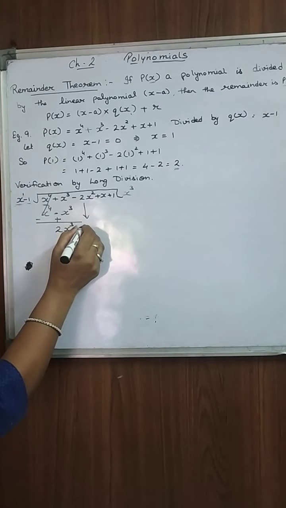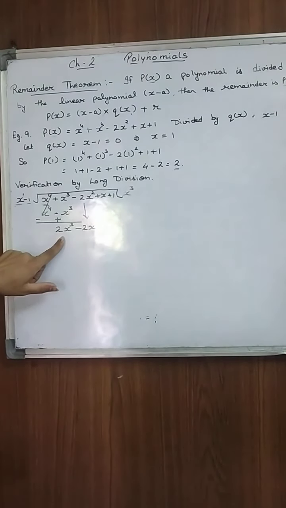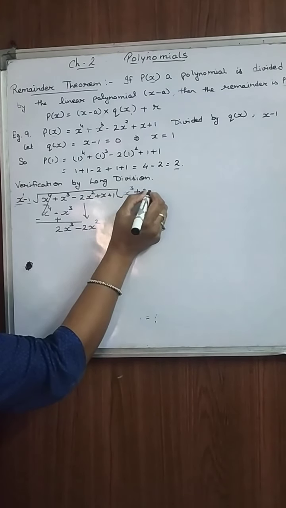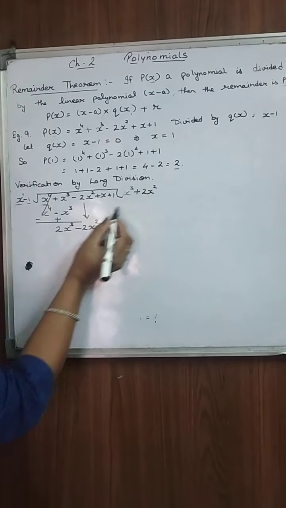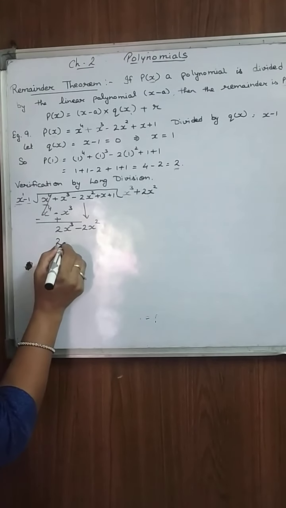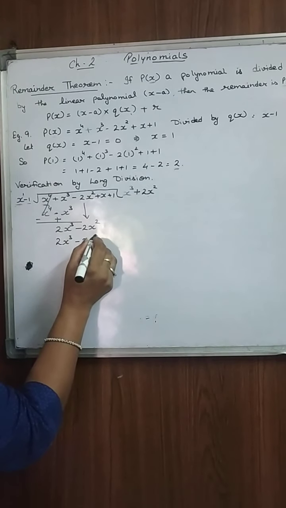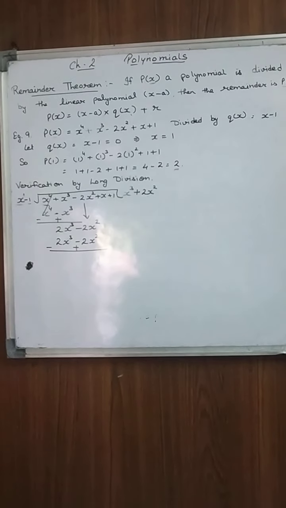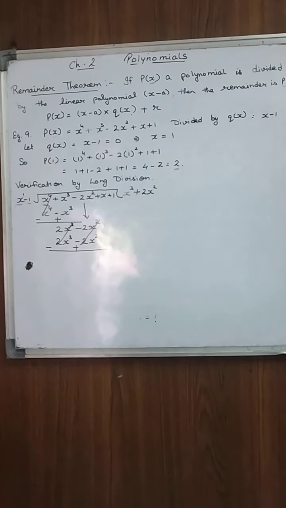Let's bring the next term also, minus 2x square. Now what should be multiplied with this x so that it will be equal to 2x cube? We can multiply with plus 2x square. 2x square into x is 2x power 3. Minus 1 into 2x square is minus 2x square. Signs will always be changed, so this is cancelled and by chance this is also cancelled.